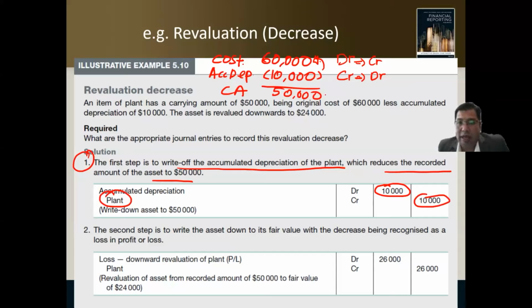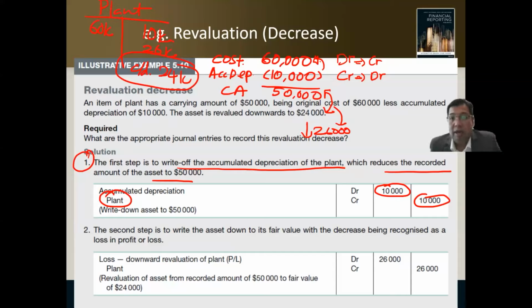Okay. So from 50,000, now we need to compare with 24,000. What is the difference here? The difference is 26,000, so the value reduced by 26,000. If I draw the account for plant here, you have 60,000, then you credit 10,000. Now I'm going to reduce another 26,000. So the new value will be 24,000. This is the new value of the asset.